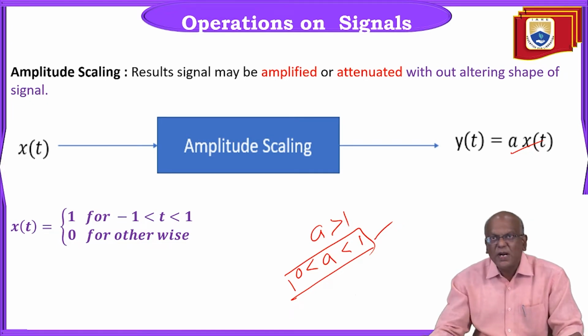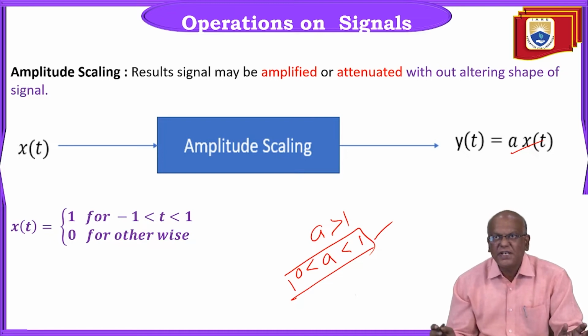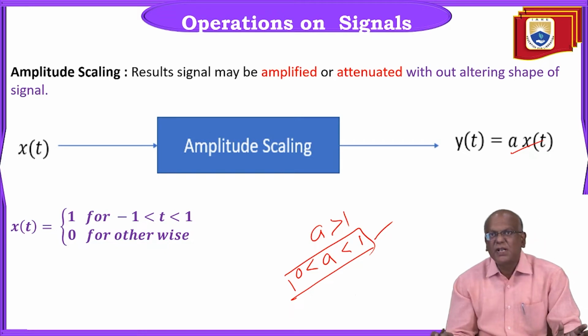Also, one more point is that the value of A must be positive in amplitude scaling operations. A is a scaling parameter which is positive only. Let us consider a simple example.